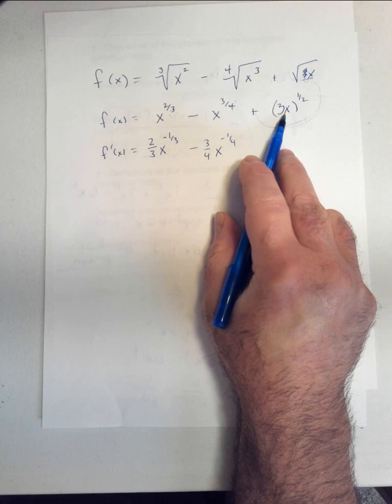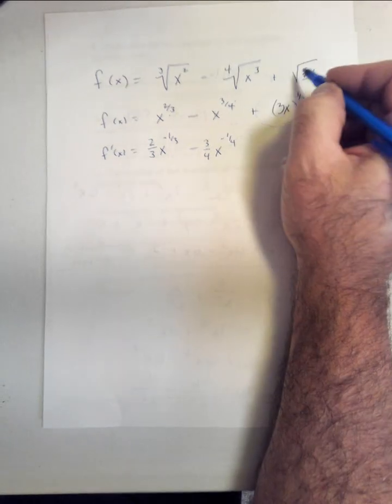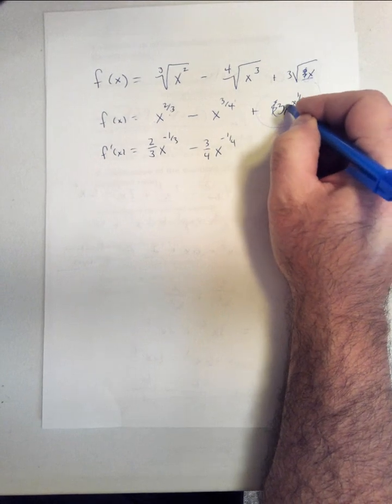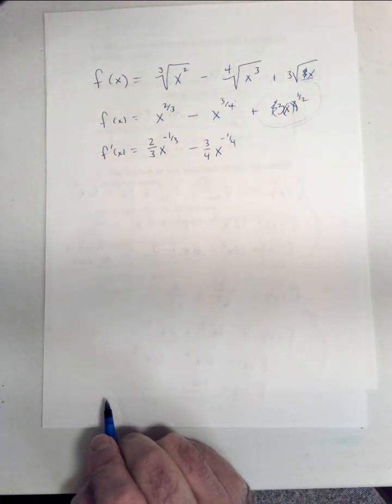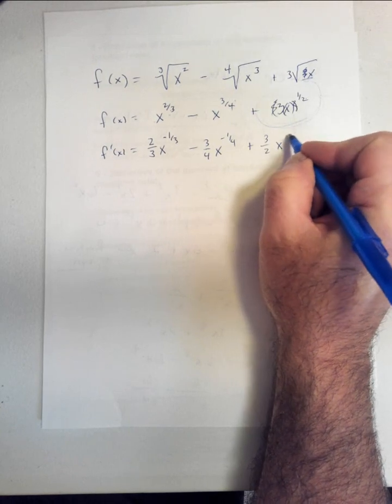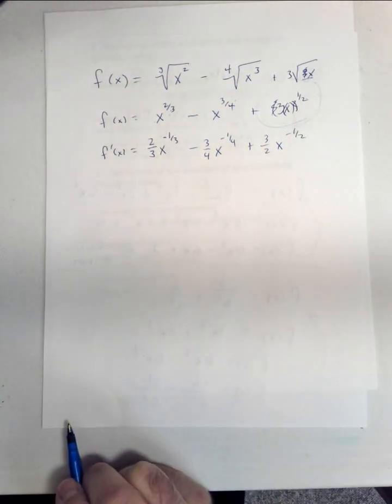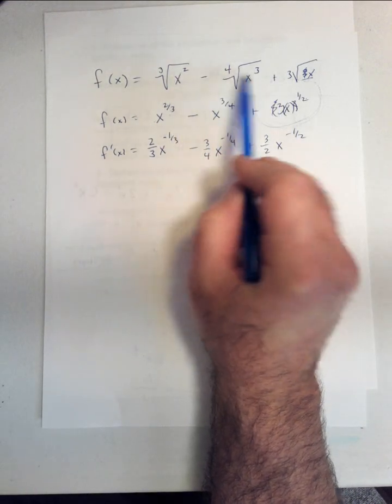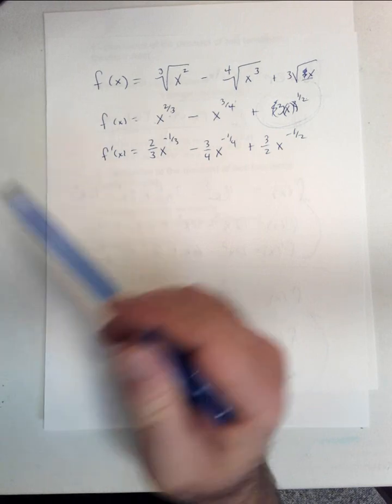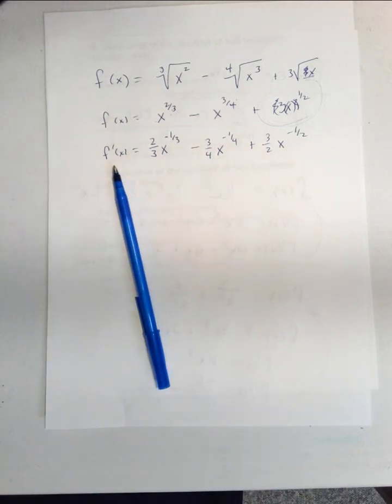This is going to involve the chain rule, which we're going to do next week. I'm going to put the 3 out front so that this looks like this. And then I can multiply the 1/2 to the 3 and then drop the power 1. Okay, so any time we can go ahead and take an individual term and write it in exponential form, we can apply the power rule.